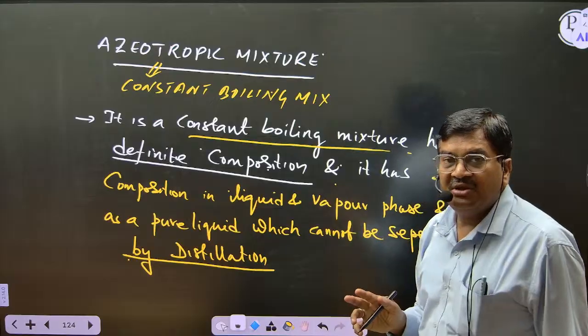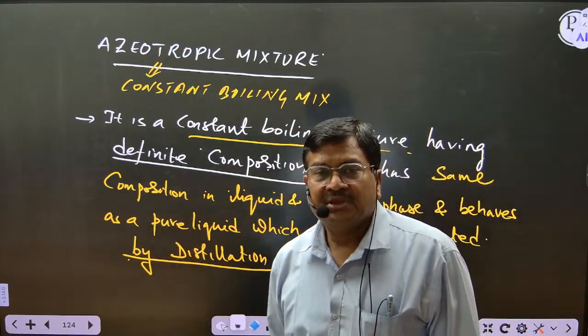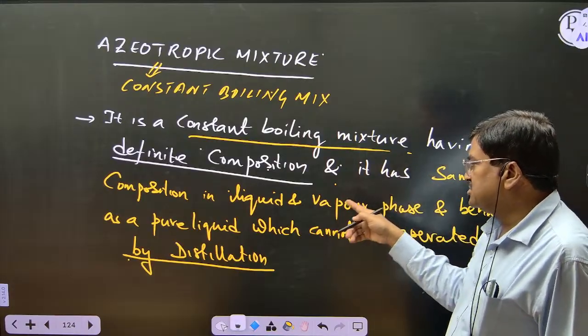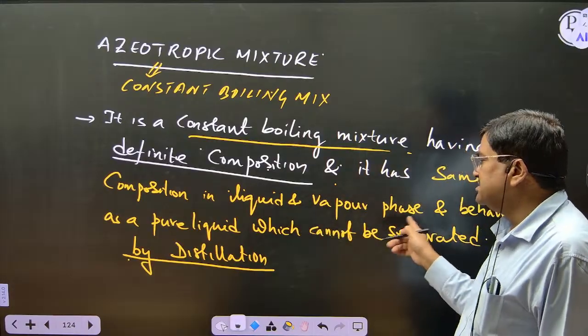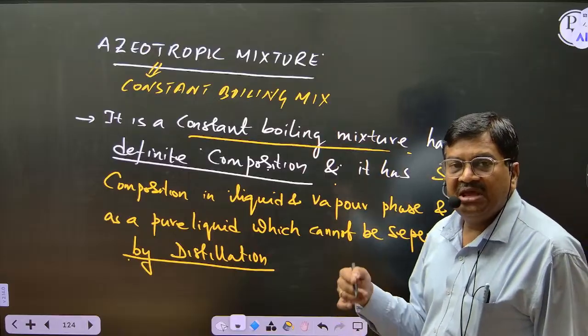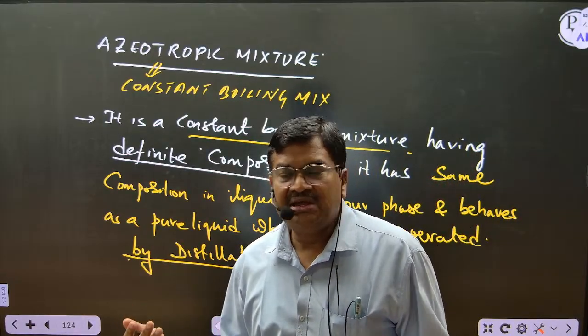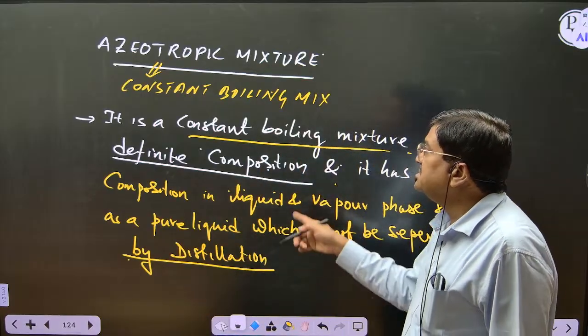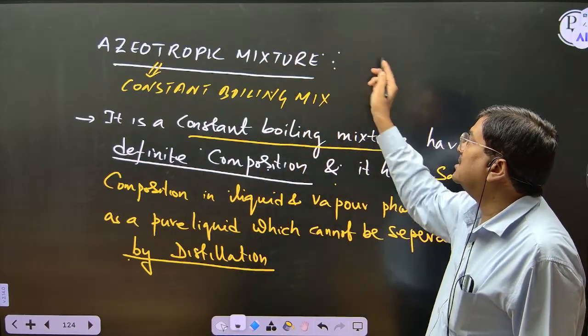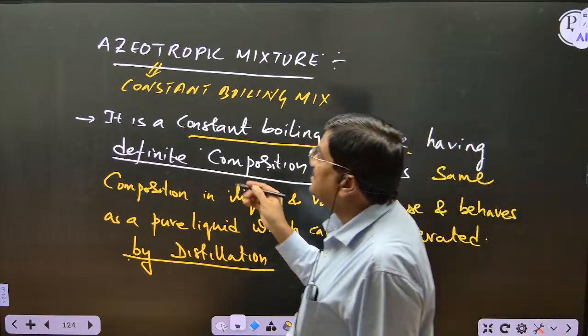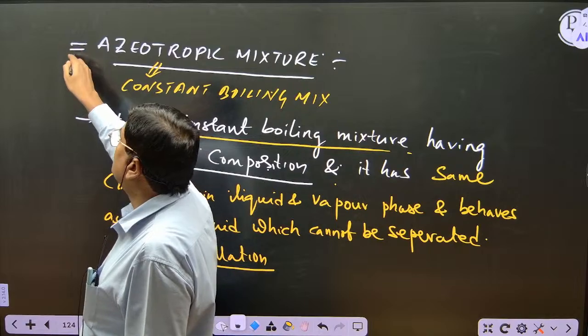That means both the liquids will come out at a time. Why? Because its composition in liquid and vapor phase remains the same. So it behaves as a pure liquid and we cannot separate both liquids by distillation. Such a composition is called azeotropic mixture. Understood, students, all of you? So this is important in exam. They ask what is an azeotropic mixture.